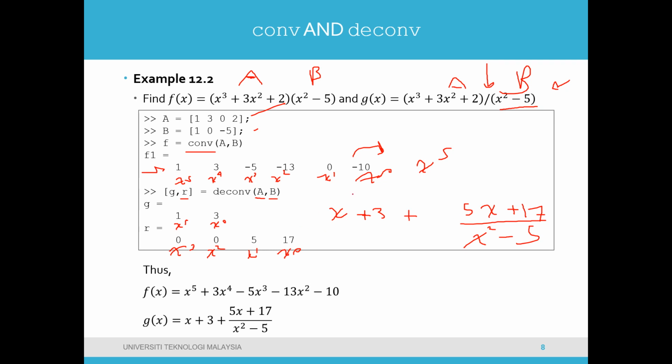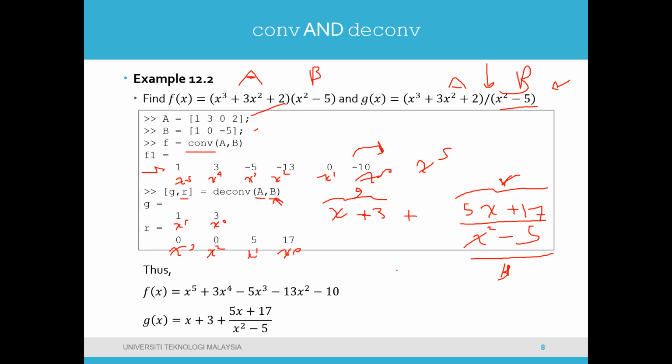So this is G, and this is R, the remainder. You can use other names for this, for example C and D, either way you can write anything. But this is the remainder R, and this is just the divider, the B.